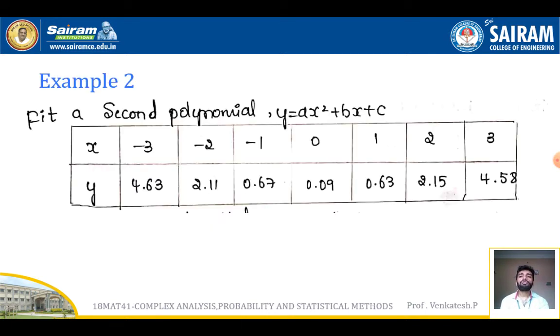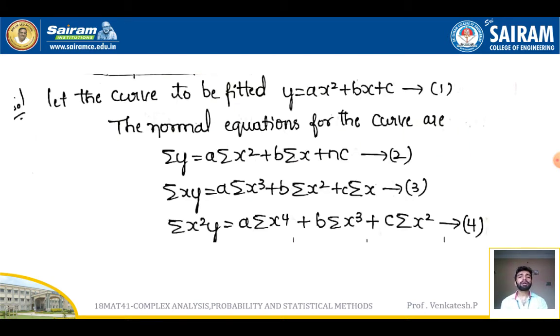So next one, fit a second degree polynomial of the form y is equal to ax square plus bx plus c for the data given. X is given like minus 3, minus 2, minus 1, 0, 1, 2, 3. Y is given like 4.63, 2.11, 0.67, 0.09, 0.63, 2.15, 4.5. So same thing here also, to fit a second degree polynomial, we must have the normal equations. So it is given like summation y is equal to a summation x square plus b summation x plus nc. Summation xy is equal to a summation x cube plus b summation x square plus c summation x. Summation x square y is equal to a summation x power 4 plus b summation x cube plus c summation x square.